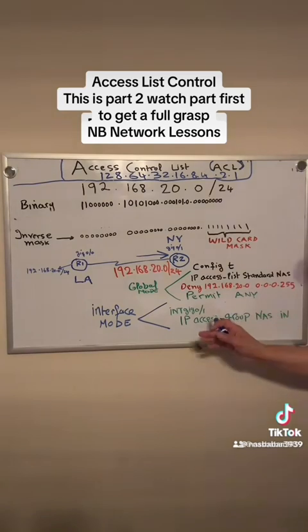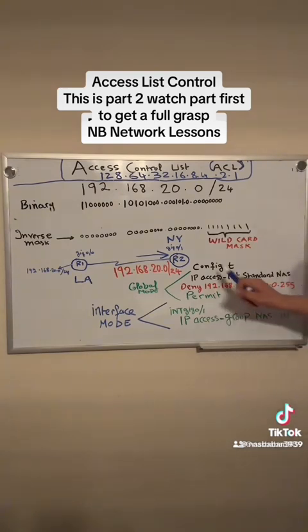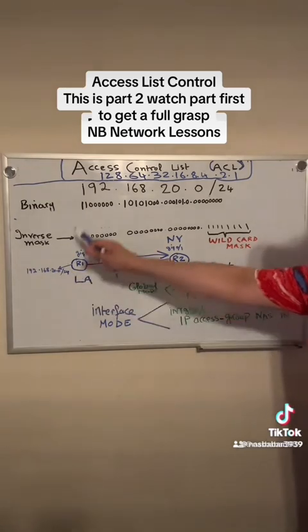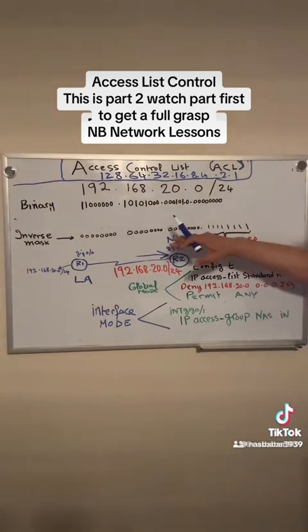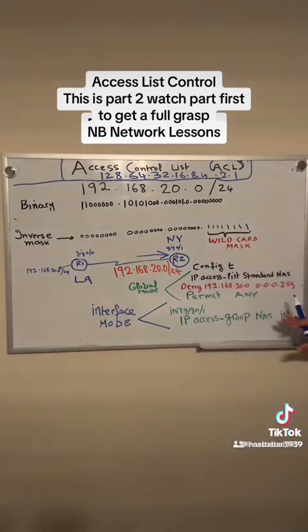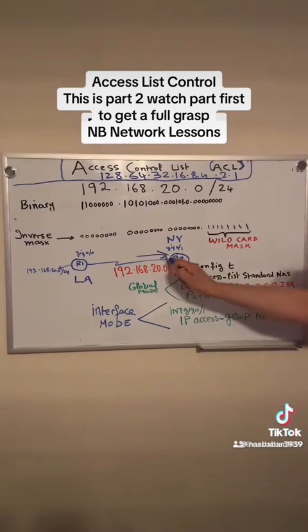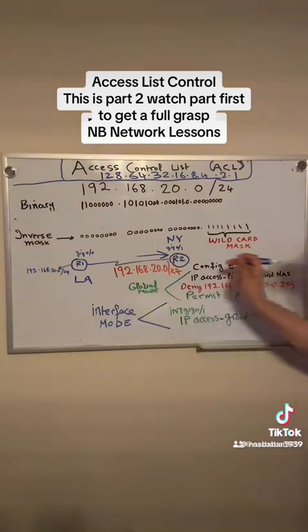Then you go into interface mode, which is gig 0/1, and you say ip access-group NAS in. In this particular case, we're saying that any traffic sourcing from 192.168.20.0 is going to be blocked from entering R2. Everything else is going to be allowed. This is applied on interface gig 0/1, which is the interface where the traffic is entering.